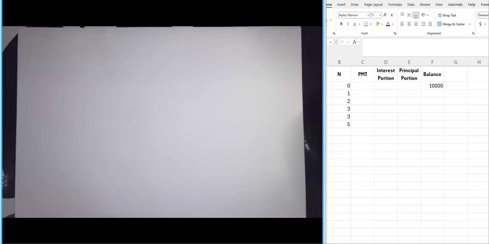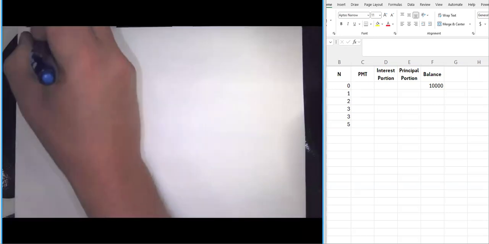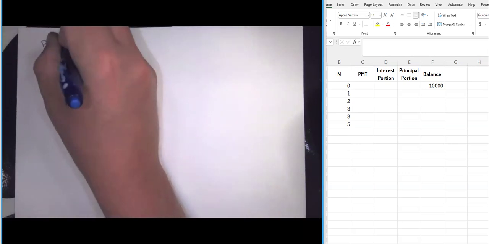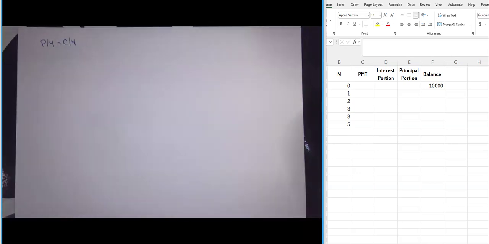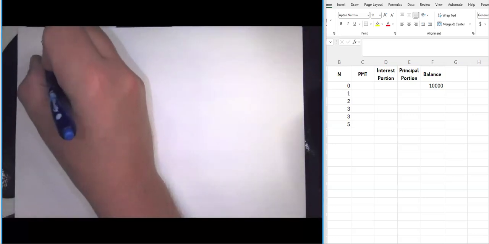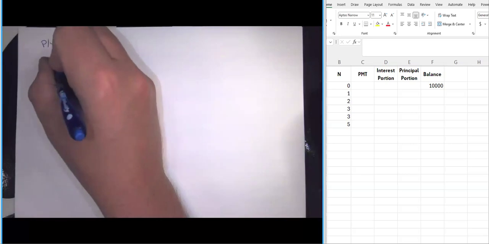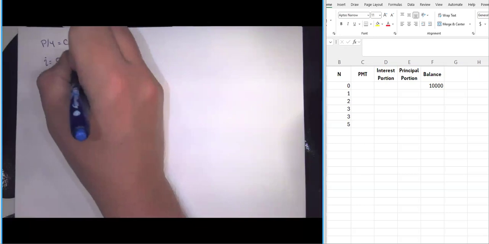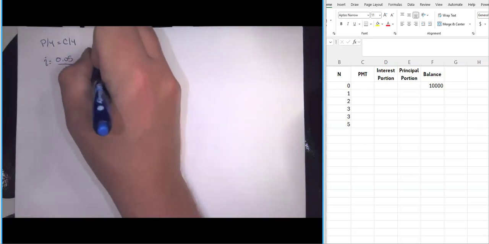First thing we notice is that our payments per year are the same as our compounds per year. Because of that, we don't need an I-2. Okay, so these are both annual. So our interest, I, is 0.05 divided by annually, so 0.05.